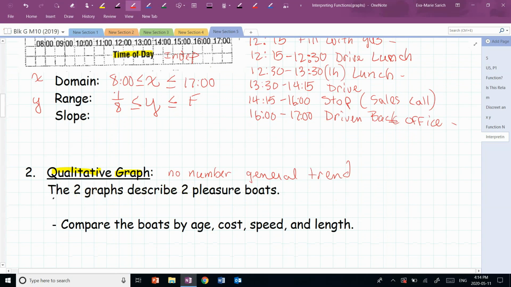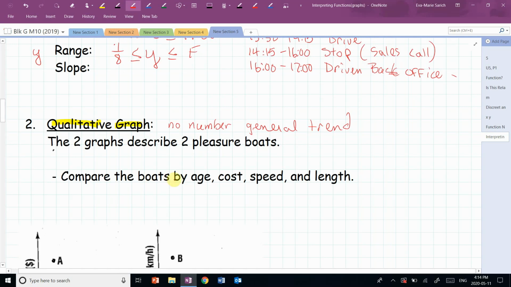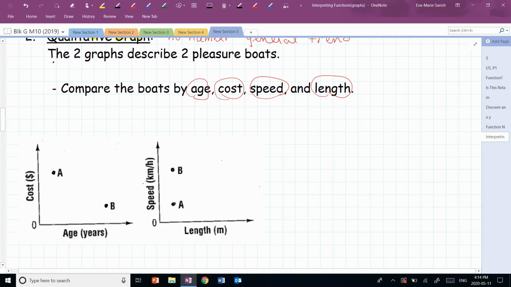going to describe two pleasure boats, and we want to be able to compare the boats by age, by cost, by speed, and by length. So we're going to compare the two boats. So we can see there is boat A and B. Okay, so the cost and the age is on one of the graphs.